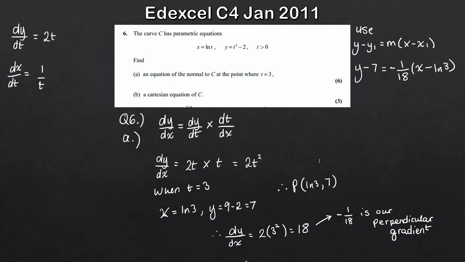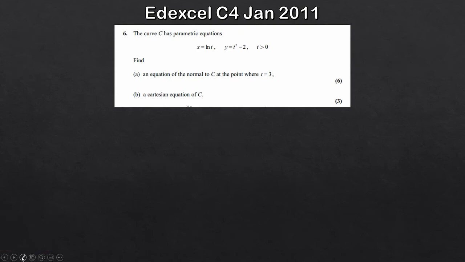Okay, so that's part A done. And then part B, we want to find the Cartesian equation of C. So this one's really, really easy, just due to the nature of how simple our parametric equations are. So x is ln t, and then y is t squared minus 2. Now in this case, what we always do is we write our Cartesian equation of C in terms of y. So all we need to do then is get x here. We need to rearrange this to be in terms of t, so it's t equals.